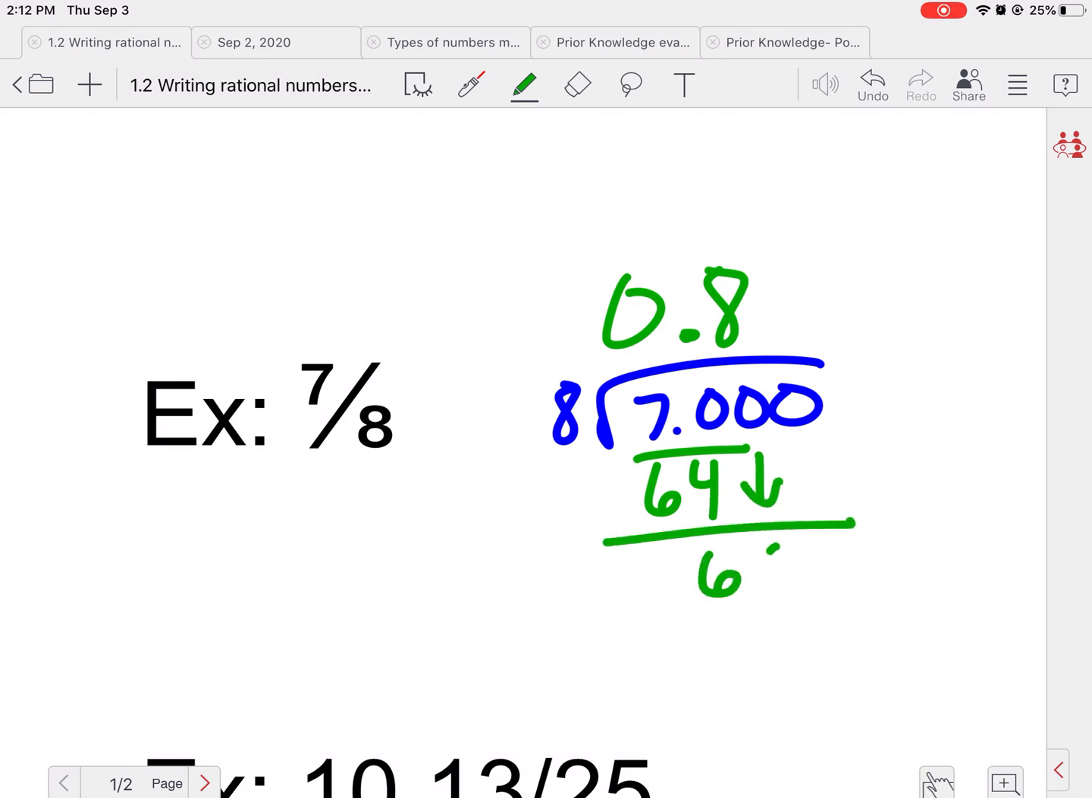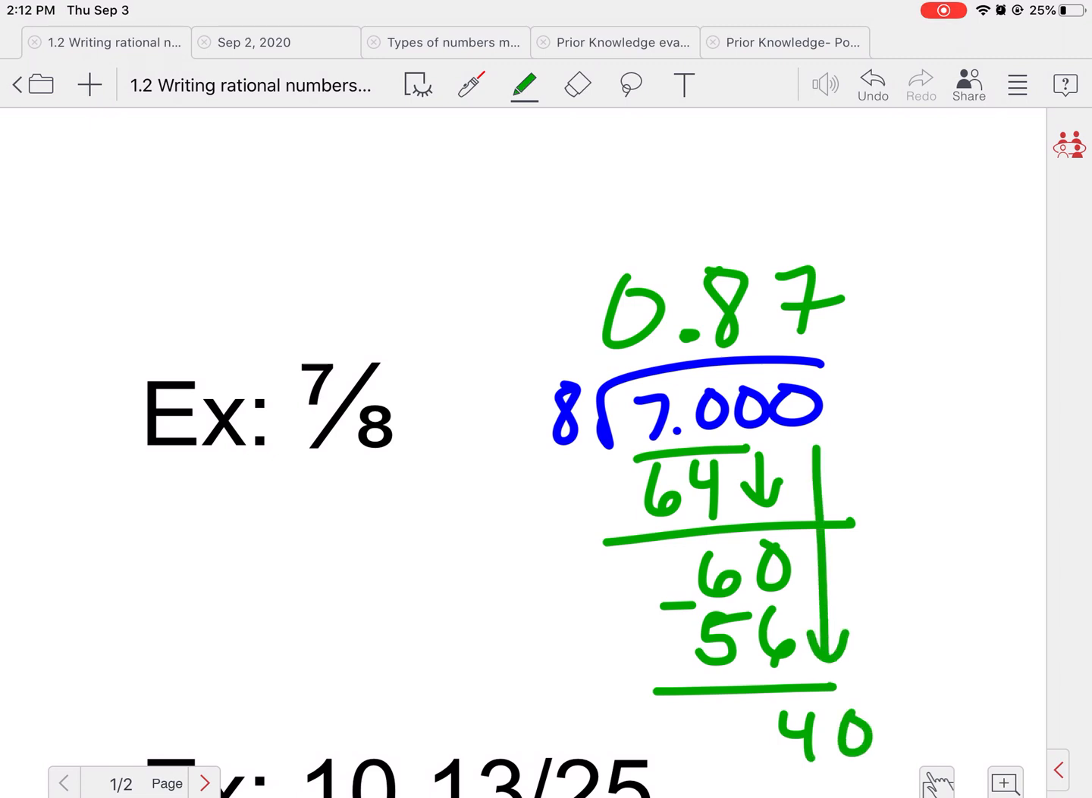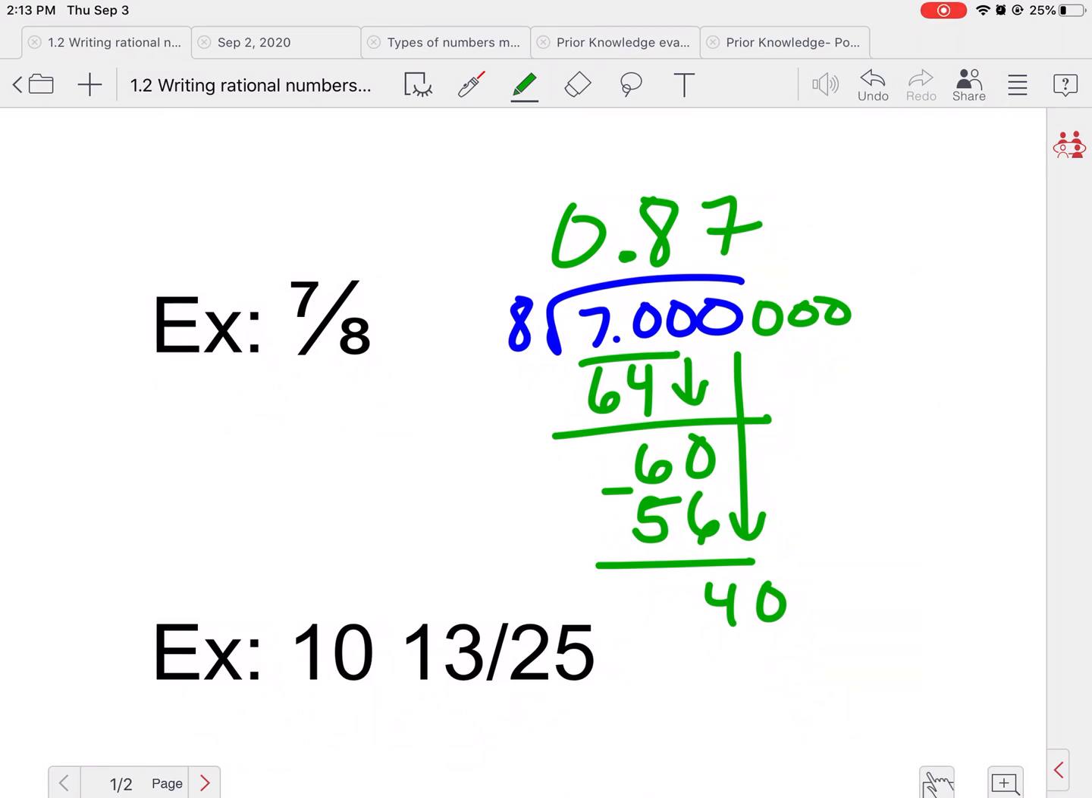Bring down my 0. 8 goes into 60 7 times to give me 56, because 8 times 7 is 56, and then subtract to 4. Bring down my 0 here, and remember I can always add more zeros if I need them. Well, 8 goes into 40 5 times, so I have 0.875 as my answer.